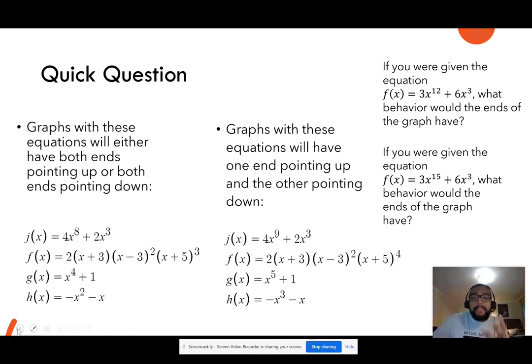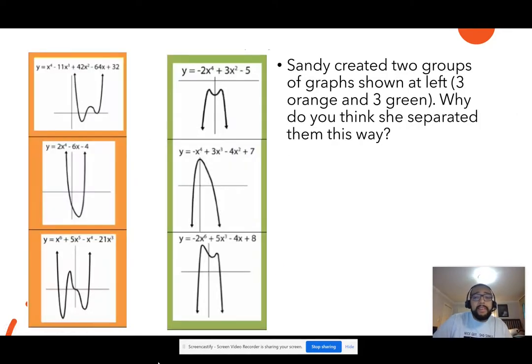So we're going to emphasize right now solely even degrees. When I say solely even degrees, I mean the highest degree being even. Sandy created two groups of graphs on the left, three of them orange, three of them green. Sandy did a good job here. Why do you think Sandy separated them in that way?